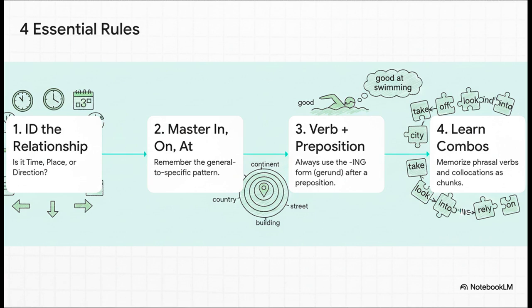3. And this is a golden rule. If a verb comes after a preposition, it almost always takes the ing form. Like, she's good at swimming. And 4. Treat those phrasal verbs and collocations like single words. Learn them as a chunk.